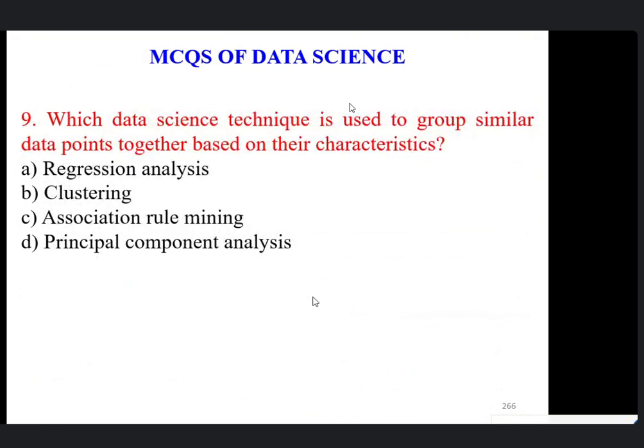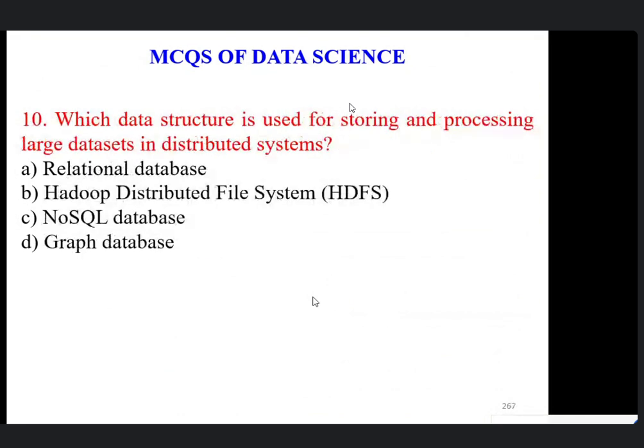Which data science technique is used to group similar data points together based on their characteristics? Clustering. Very good. Clustering is the perfect answer.